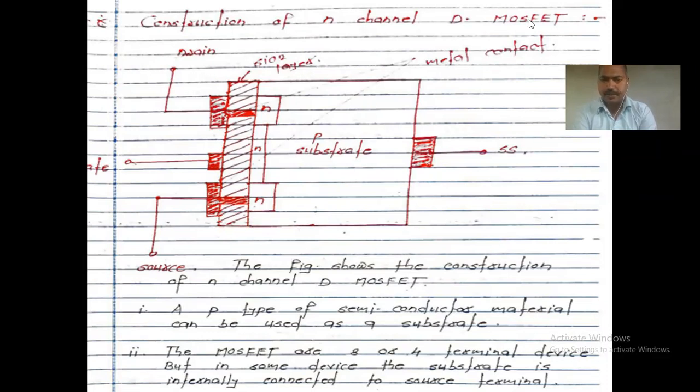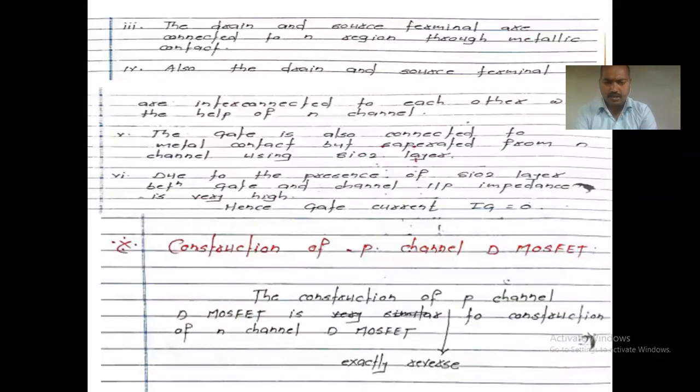In case of P channel MOSFET, see what is different. Here is a P substrate in the N channel; in that case an N substrate is used. Here are 2 P layers. Here the channel is also P, right? Whatever is here is exactly opposite in case of P channel DMOSFET. The construction of the P channel is exactly the reverse of the construction of the N channel. Wherever N is used, P is used, because of channel formation, since the exactly opposite channel comes with the P channel.